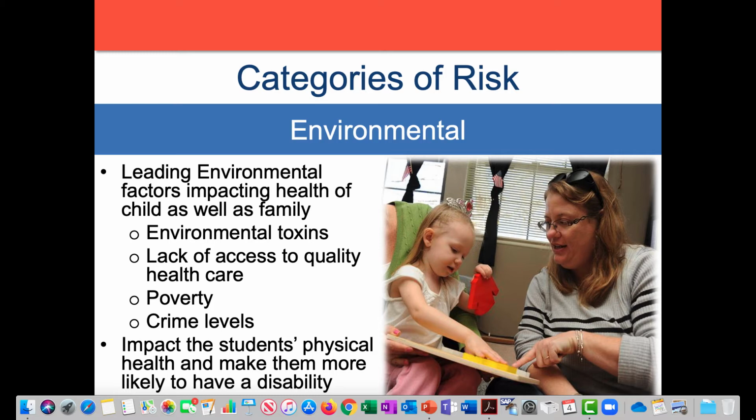Environmental, we're looking at such things as children that live around toxins, access to quality health care. There are plenty of populations where access to convenient, affordable health care is not there for them. Children living in poverty, children living in violence, crimes. These are all impacting children's physical and mental health, as well as the family's health. And we know that when there's stress within the family, that will impact the child.